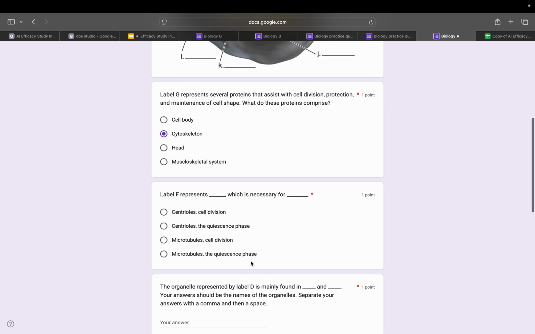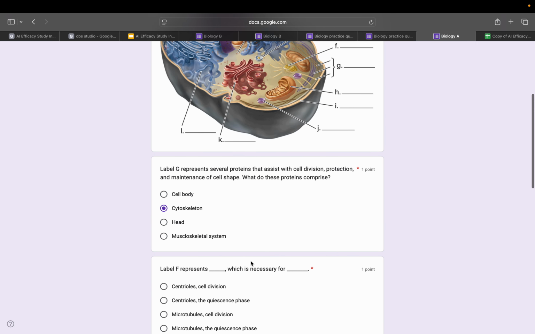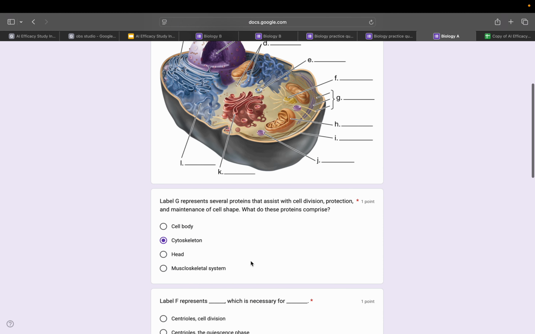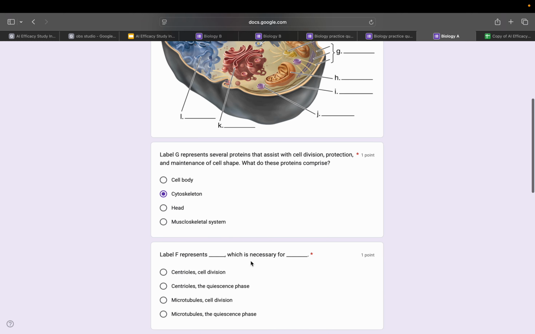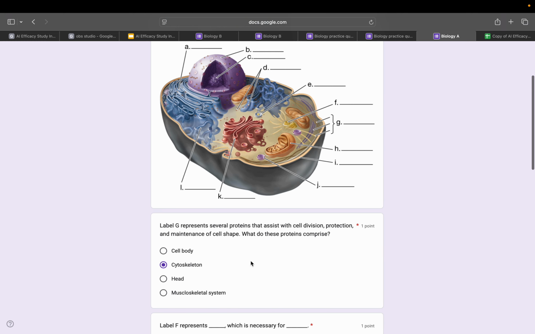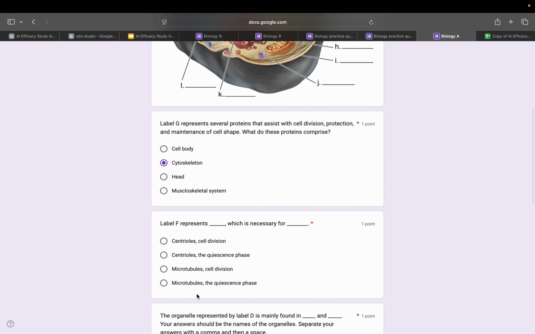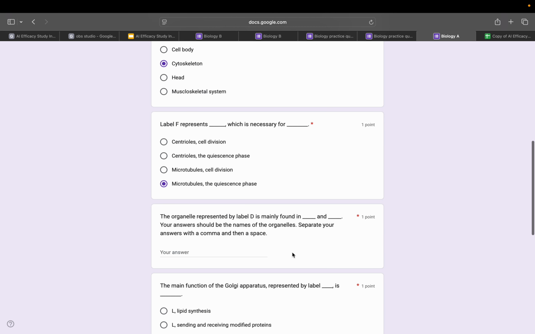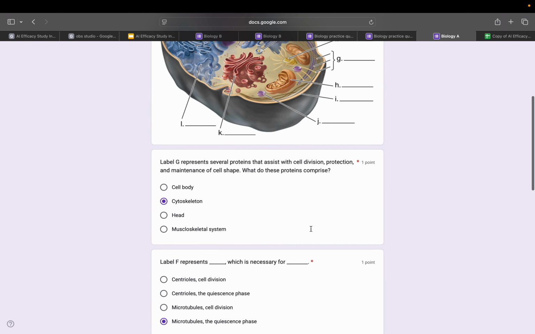Right, so label F represents this, which is responsible for... F looks like centrioles. Sorry, but this looks like microtubules. The centrioles were a bit more rounded, I guess. The cell division is responsible for nucleus. So the organelle represented by label D is mainly found in dash and dash. Your answer should be the names of the organelles. Separate your answer. The name of the organelles mainly found in label D.